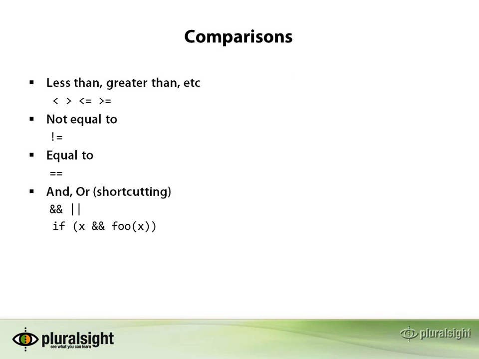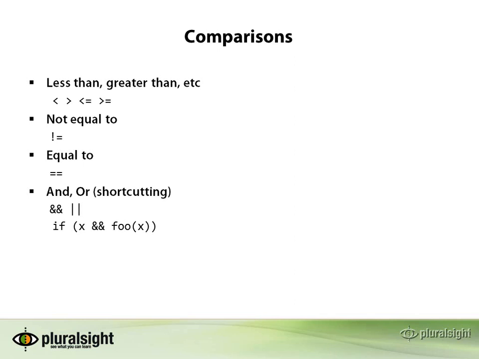You can combine your comparisons with the and or operators, Boolean and Boolean or, which are always spelled, if you will, with the double characters. So two ampersands or two or bars to get a Boolean and or a Boolean or. Now the Boolean and ors are what we call shortcutting operators. So the sample you see here we say if x and foo of x. If x is false, there is no way for this expression to work out true. False and anything is always going to come out false.